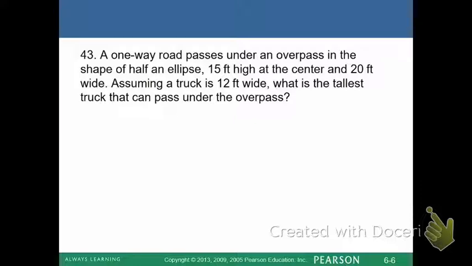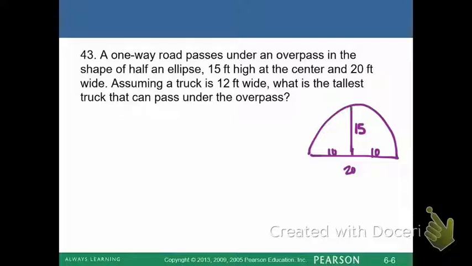So if I just draw a picture, and there is a picture in the homework for you, it's 20 feet across and 15 feet high. So this would be a total of 20, meaning that each piece here is going to have to be 10 across. So you've got your arch, your overpass right there. Assuming that a truck is 12 feet wide, what is the tallest truck that can pass under the overpass?